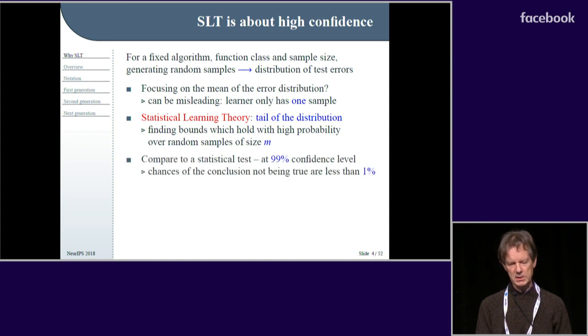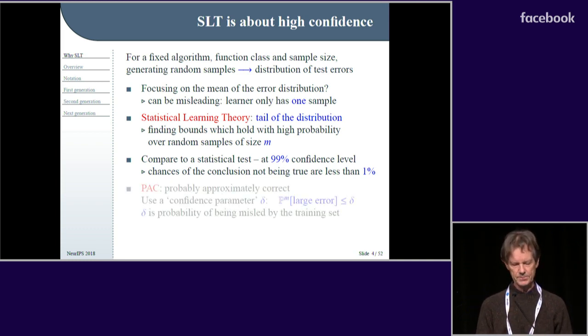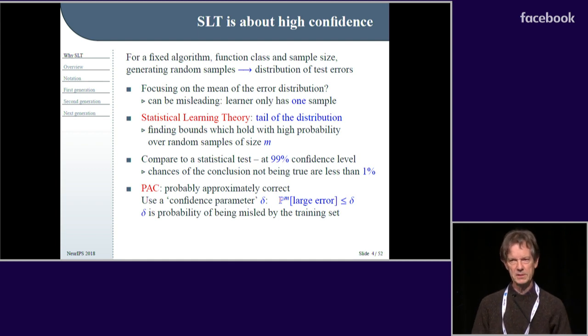So we're similar in sense to a statistical test. We want some sort of confidence level which will bound the chances that the conclusion we have drawn from our data is not true, so the possibility of us being misled. And this has given rise to the acronym probably approximately correct, which doesn't sound very confidence-inspiring, but what it means is you have a confidence parameter, and what you want to be able to bound is the probability that you have large error will be less than that confidence. That confidence is that tail bound on the distribution.